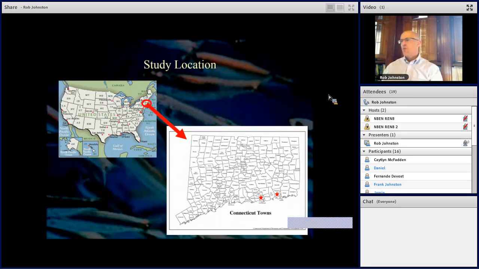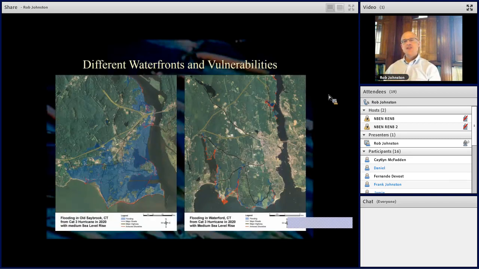This map just shows where those two towns are if you care about it, and you can see where they are, the two starred communities. As I said before, very different waterfronts and vulnerabilities. Old Saybrook, roughly 50% of the town floods in a Category 3 storm. In Waterford, only about 7% of the town floods. So quite different. Different populations, all sorts of different things.